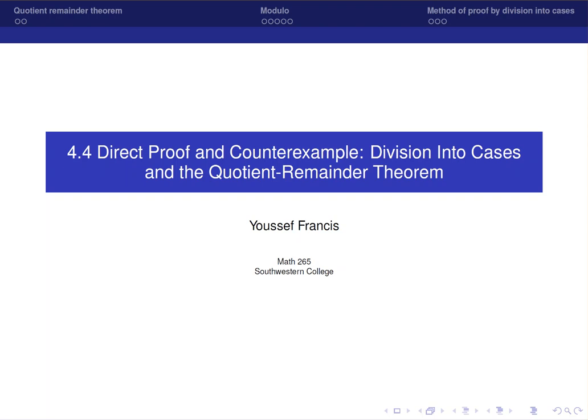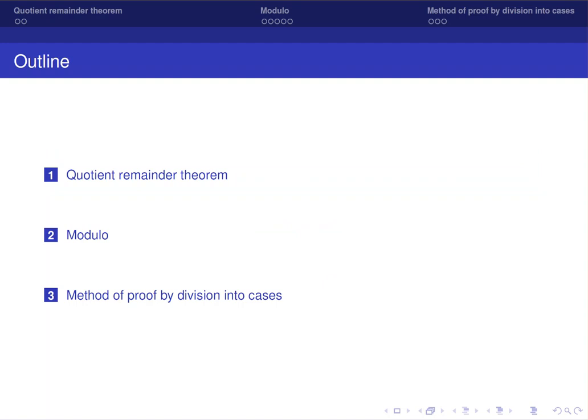Section 4.4 title is Direct Proof and Counterexample, Division into Cases, and the Quotient Remainder Theorem. In this section, we will be basically focusing on the quotient remainder theorem. Here's a quick outline. We will talk about the quotient remainder theorem first. We'll quickly define what the word modulo means. We're not really going to get into a whole lot of depth there. And then finally, we're going to talk about the method of proof by division into cases.